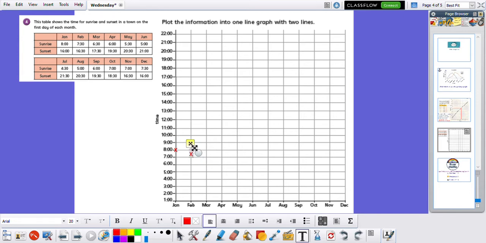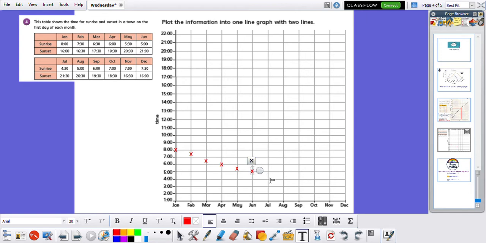So in the middle. Then in March, it was 6:30, so again, between 6 and 7. Then April, it was 6 a.m. So that's right there. Then we've got May is 5:30. So that's between 5 and 6. June is 5 a.m. So we've got it there.